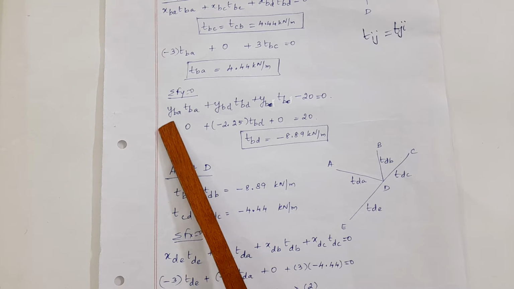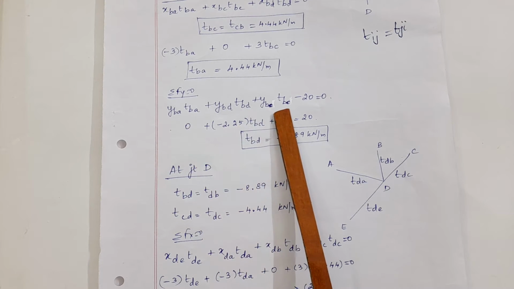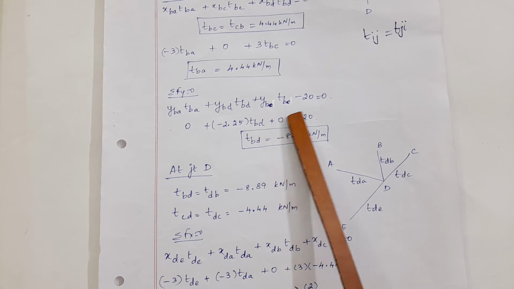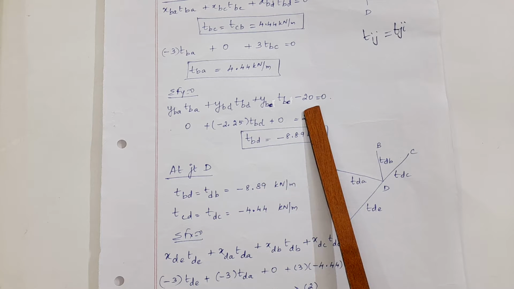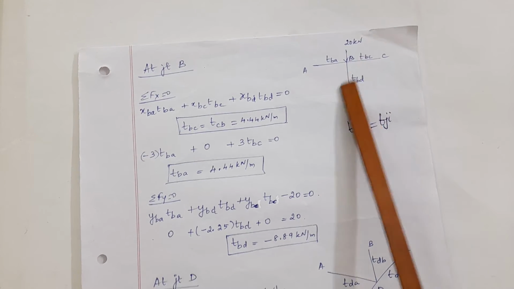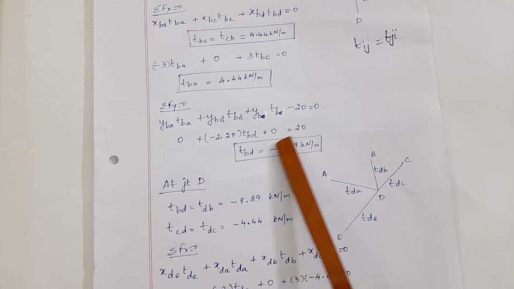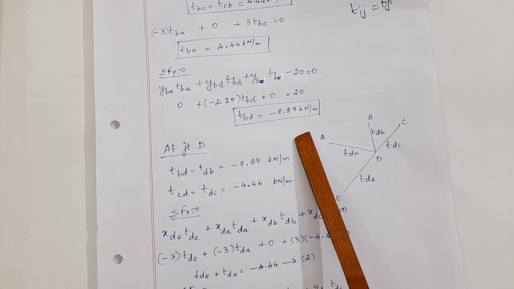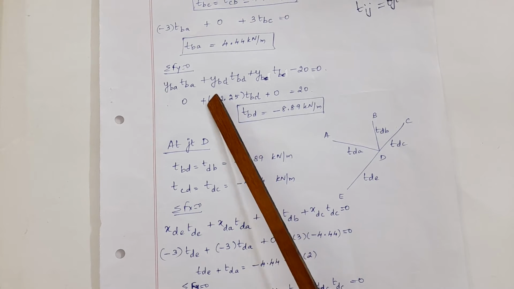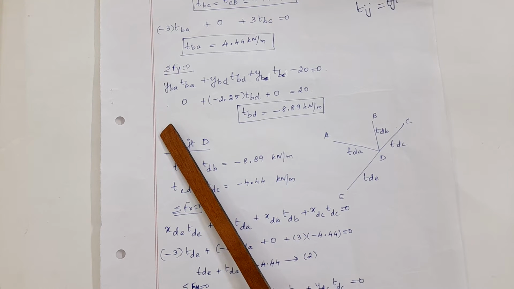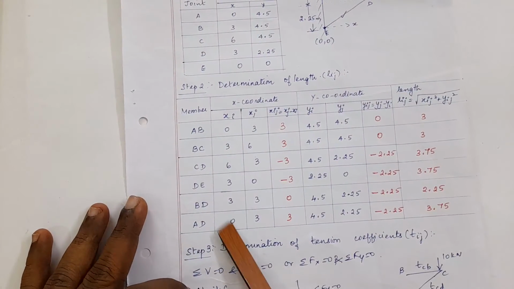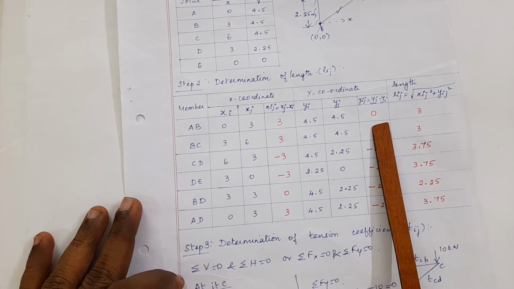So I write the second equation, sigma Fy equal to 0, all the y coordinates into the corresponding tension coefficient. If there is any y directional force or reaction at joint B, it has to be considered. So this 20 kilonewton is acting downward, so minus 20 has to be put here and finally substituted based upon the coordinates which we see in step 2. Let us see for YBA, hope you can see this.